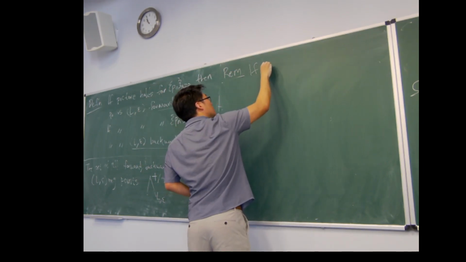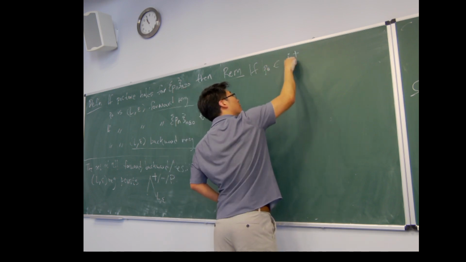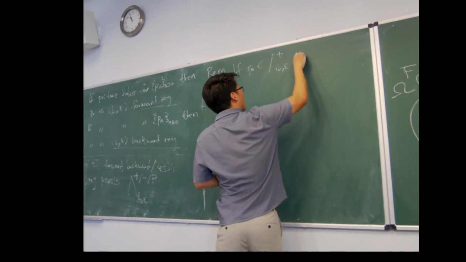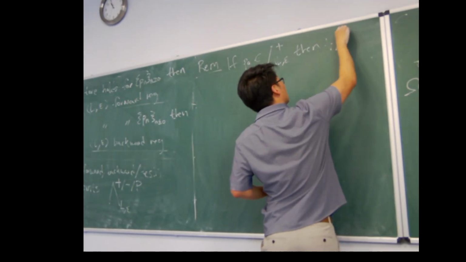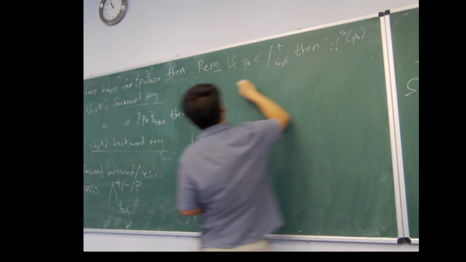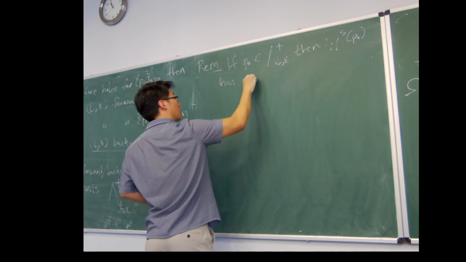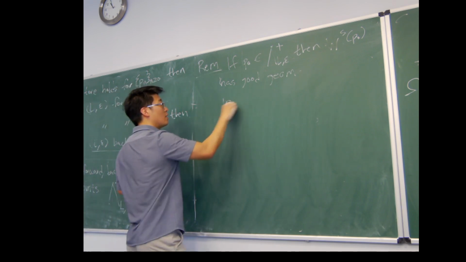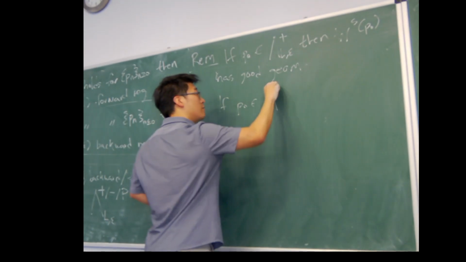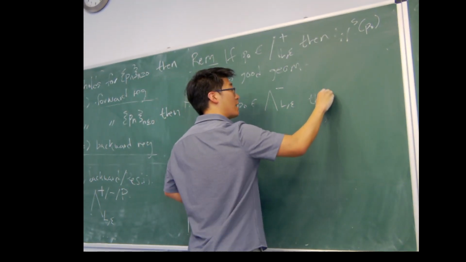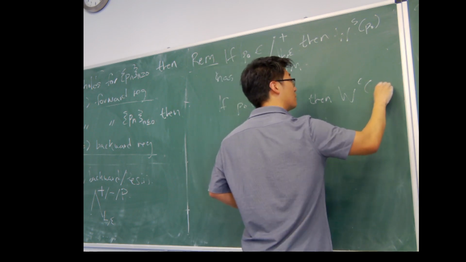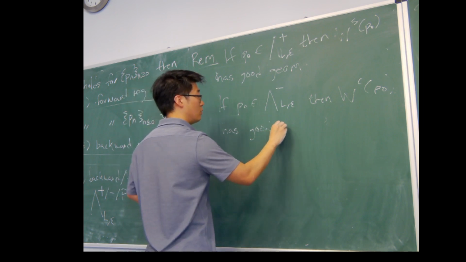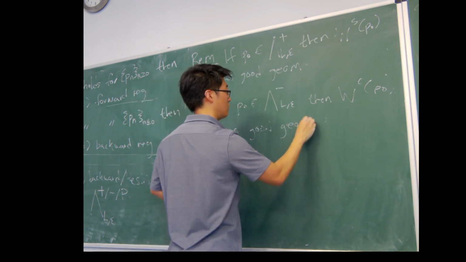If a point is forward regular, like this, then actually its stable manifold, S of P naught, has good geometry. And similarly, if P naught is backward regular, then its center manifold has good geometry, but maybe on slow but exponentially shrinking balls.